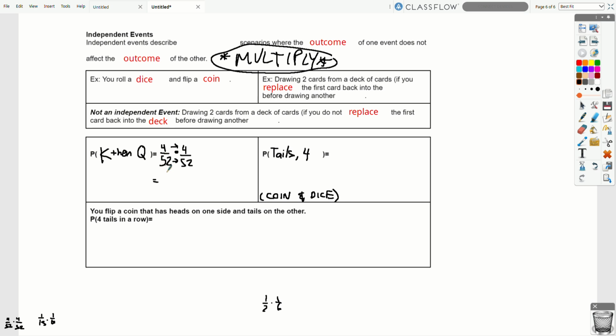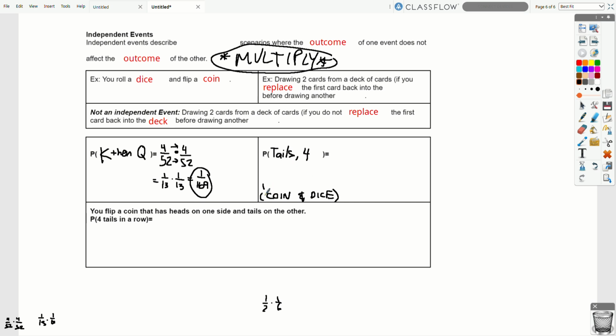So 4 out of 52 simplifies to 1 over 13. 4 out of 52 also simplifies to 1 over 13. Multiply those across. 1 times 1 is 1. 13 times 13 is 169. So the chance of drawing a king, putting it back, and then drawing a queen is 1 out of 169 chances.